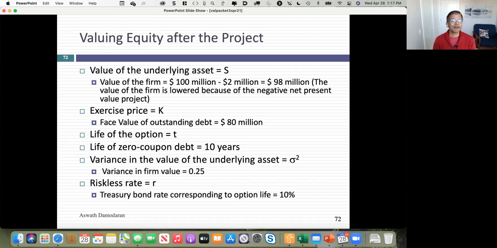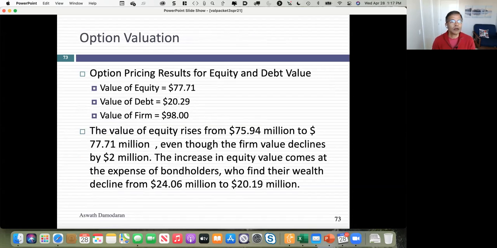Remember your equity was worth $75.94 million before you made this horrendous decision. Let's see how you've been punished. You make this horrendous decision, guess what happens to the value of your equity? It goes from $75.94 million to $77.71. If this is punishment, punish me more. You took a bad decision, your equity value went up. You're saying, how can that be? You know who's bearing the loss here? Who's the big loser after this transaction?